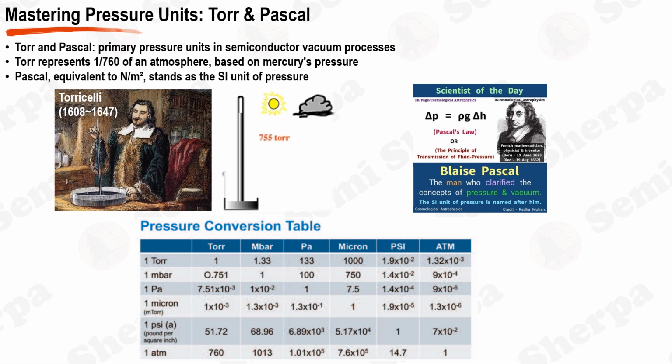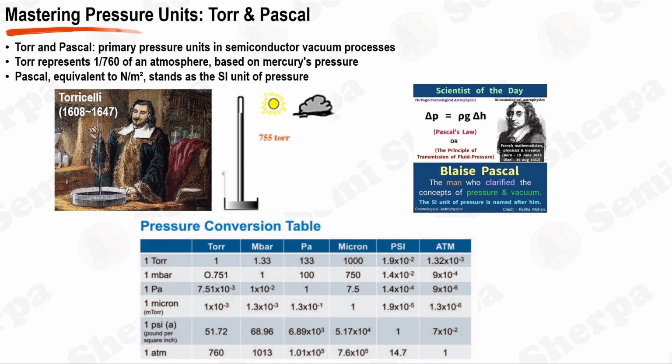On the other hand, the Pascal, symbolized as Pa, is the SI unit of pressure. It's equivalent to 1 Newton per square meter, N per square meter. Named after the French mathematician and physicist Blaise Pascal, it's used extensively across scientific fields. Additionally, there's the bar, which is equivalent to 100,000 pascals and is very close to the atmospheric pressure at sea level. The standard atmospheric pressure, ATM, is another unit, approximately equivalent to 101,325 pascals or about 760 torr.